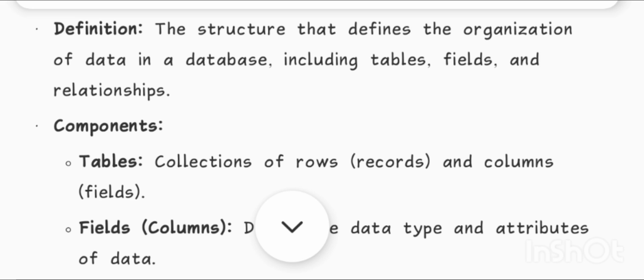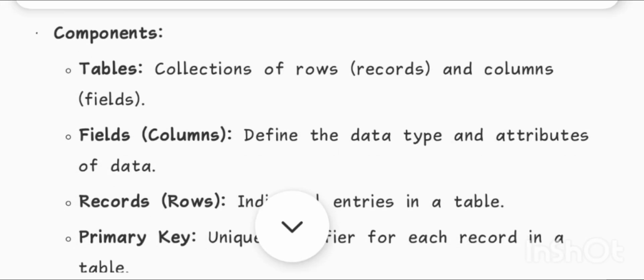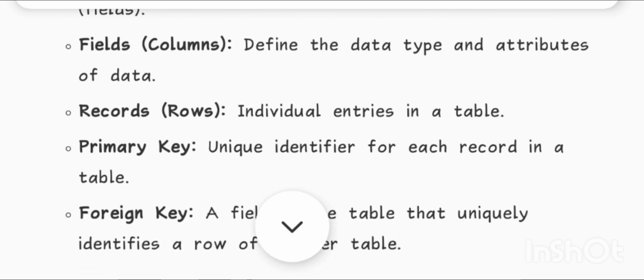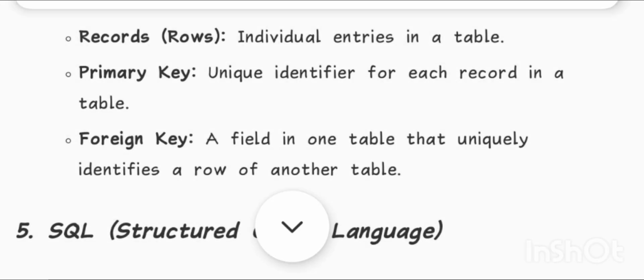relationships. Components: tables, collections of records, and columns, fields. Fields, columns, define the data type and attributes of data. Records, rows, individual entries in a table. Primary key, unique identifier for each record in a table. Foreign key, a field in one table that uniquely identifies a row of another table.